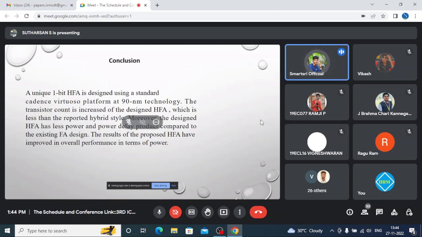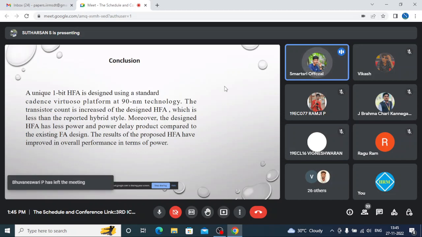Sir, conclusion of this project. As we said, a 1-bit hybrid full adder is designed using 90 nm technology. The transistor count is increased in the designed hybrid full adder compared to the reported hybrid style, sir. The designed hybrid full adder has less power and power delay product compared to the existing full adder design. The results of the proposed hybrid full adder have improved overall performance in terms of power, sir.